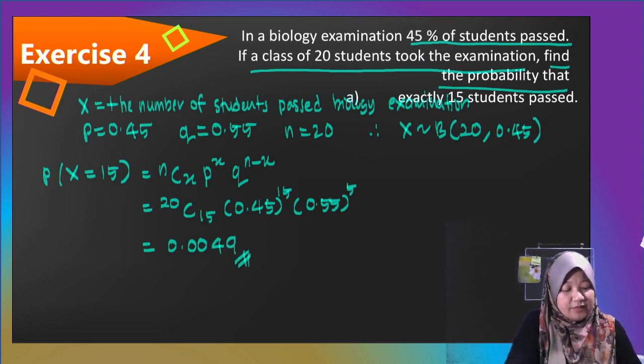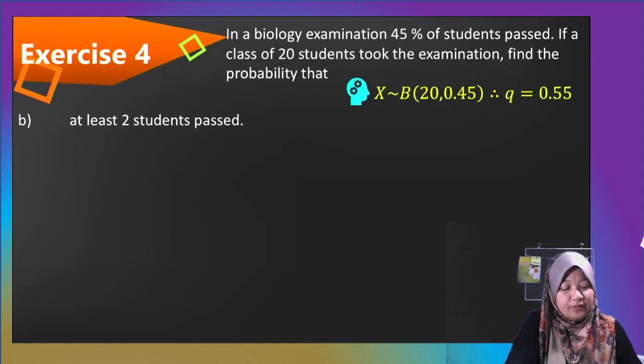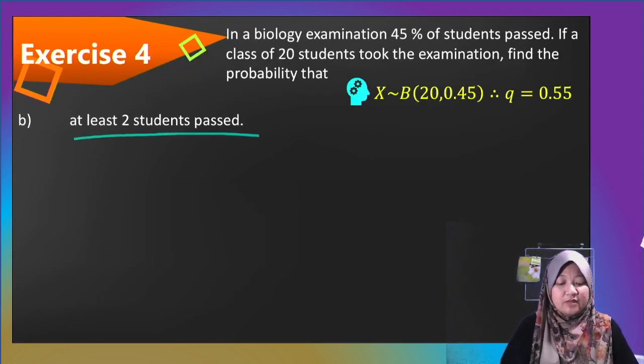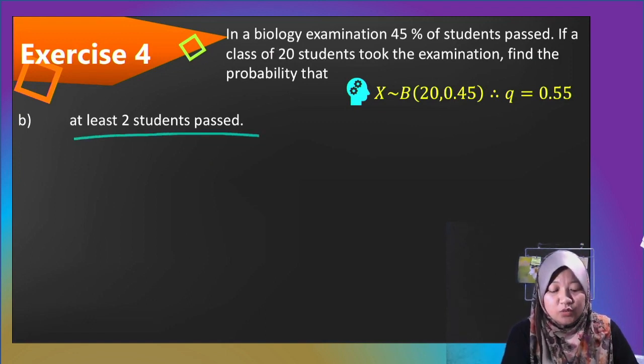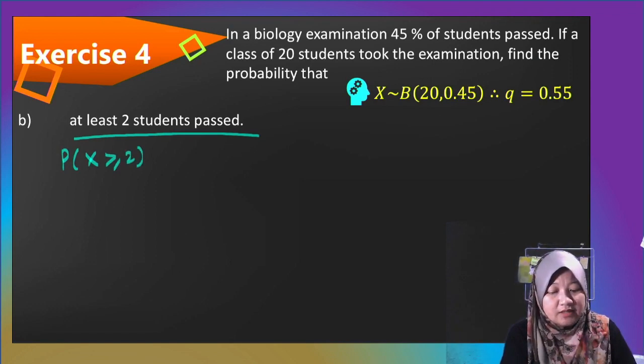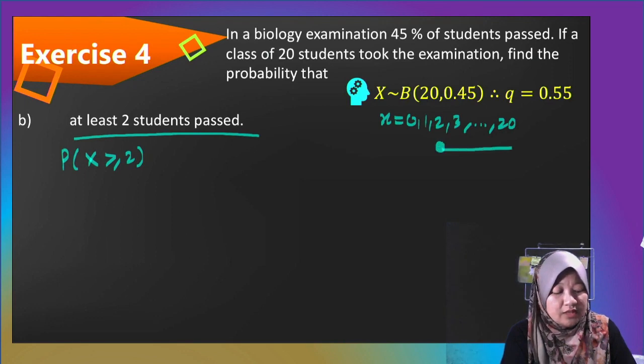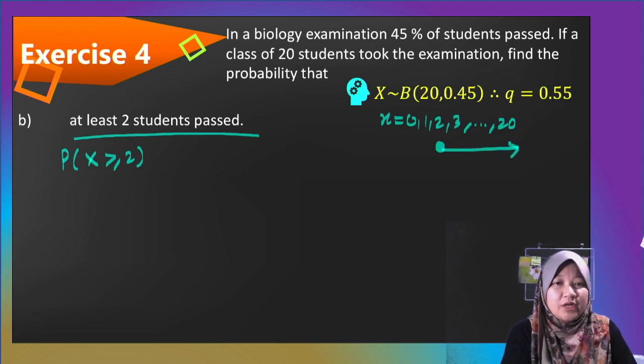Okay, next, for the same question, find the probability at least 2 students pass. At least, apa maksud at least 2? Maksudnya sekurang-kurangnya 2, jadi probability X greater than or equal to 2. So, X kita 0, 1, 2, 3 until 20. So, soalan ni adalah X greater than or equal to 2. Maksudnya kita nak probability 2, 3, 4 sampai 20.